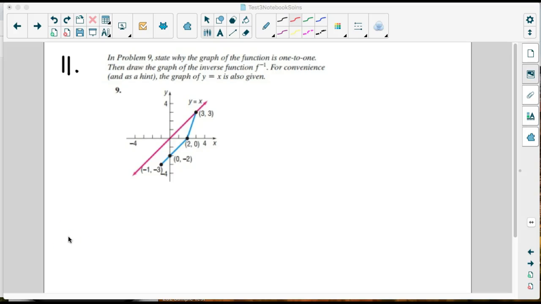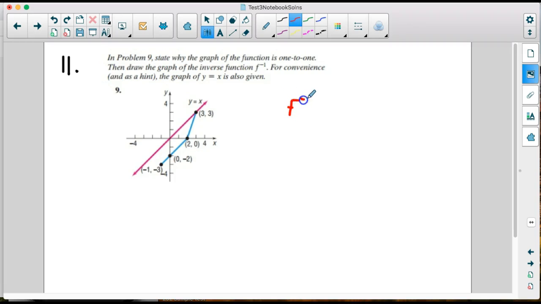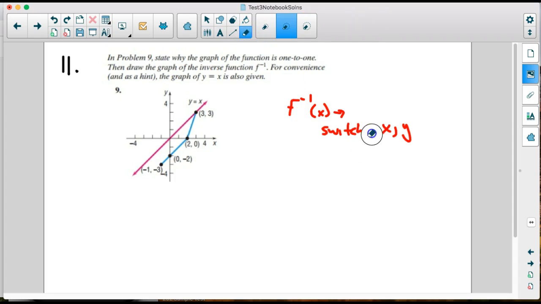Alright, in this video we're going to be looking at drawing the inverse function when we're given the actual function. Well, just to remember what the inverse does to the function, the inverse interchanges the x and the y value. To find the inverse, so if we're going to do f inverse of x, we're going to switch the x and the y. We're going to switch the x and the y values here to find the inverse.